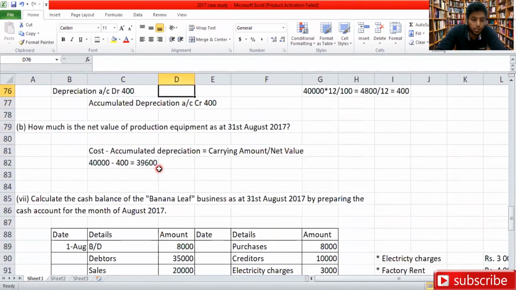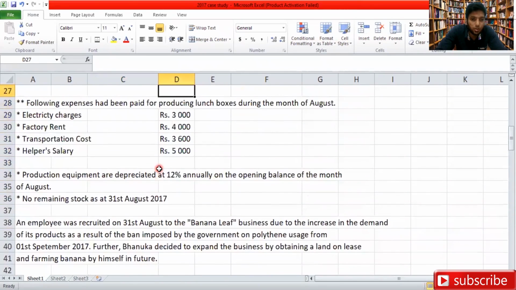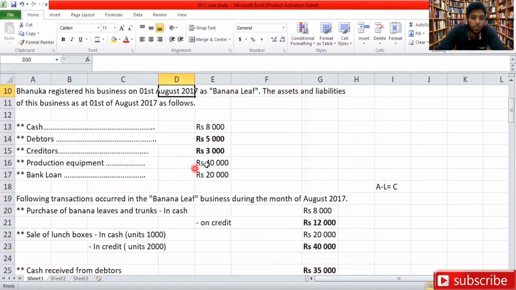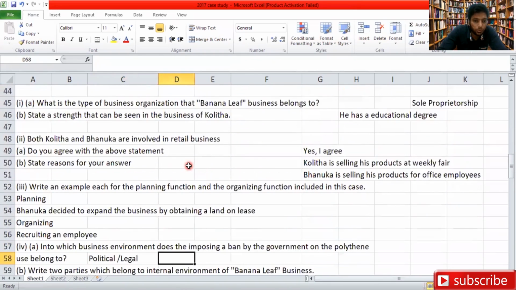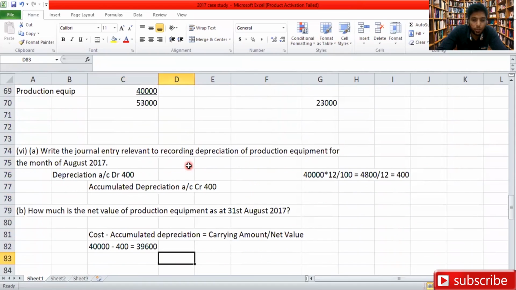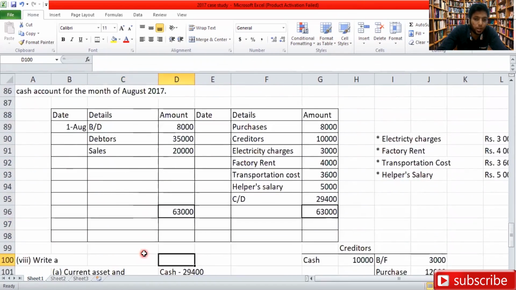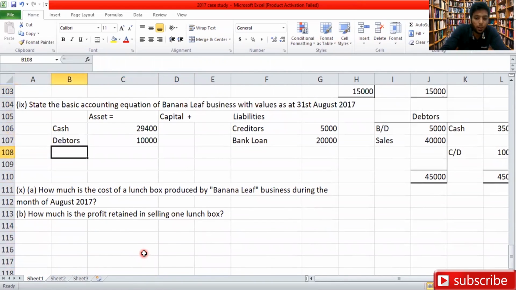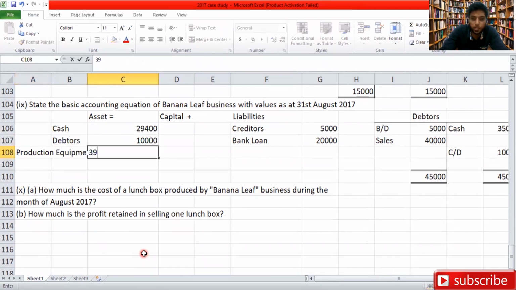I took cash, debtors. Did I miss anything else? Okay, it's always better when you go back and see. Then of course it will save our time. Production equipment, 40,000. We had depreciation. We depreciated and we got a final value on Roman number 6, if I'm not mistaken. We did this sum, so we got a carrying amount of 39,600. So this is also part of assets. So I'll consider it also an addition to the assets. So here you can write production equipment. All right. Easy. So here I will write 39,600.